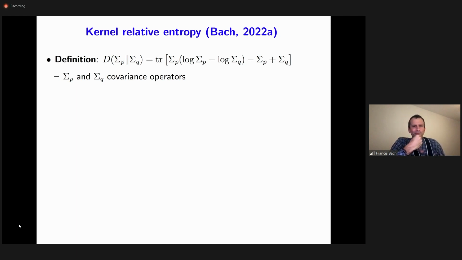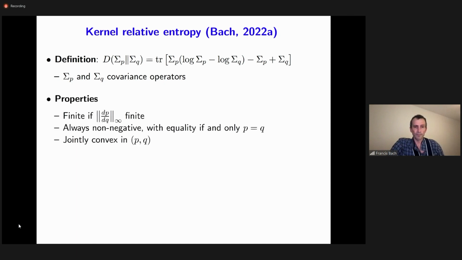So you take sigma p and sigma q, which are your covariance operators for P and Q. You just apply the formula of the von Neumann relative entropy, and this defines some notion. Okay, this is simple. The question is, what does it do?